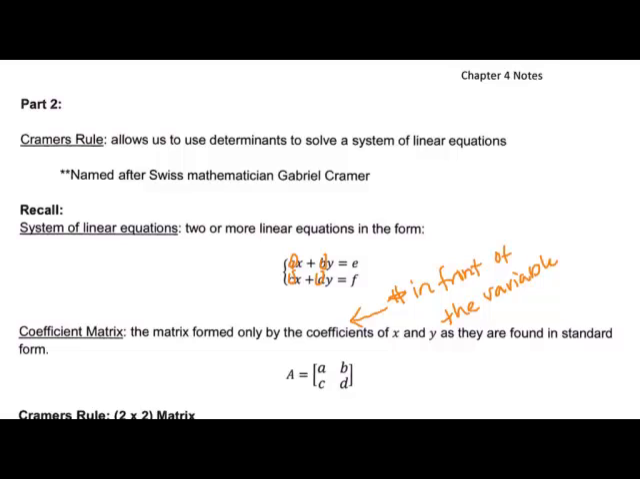The other thing we need to know to use Cramer's rule is E and F, and we call these constants because they have no variable. They're just numbers that stand by themselves.